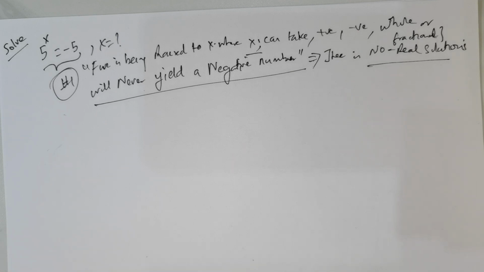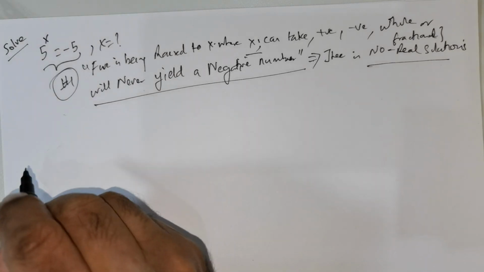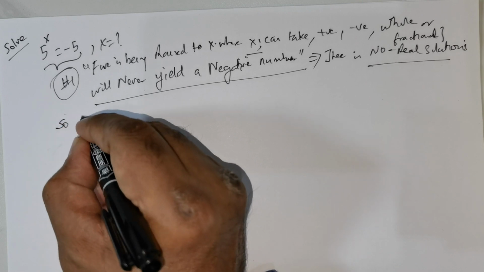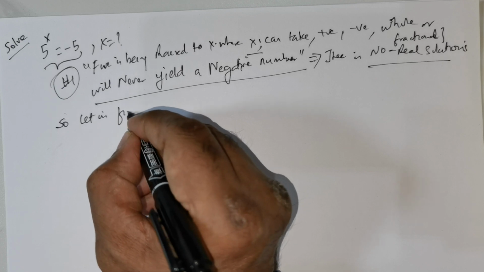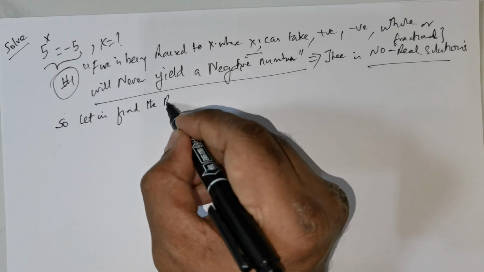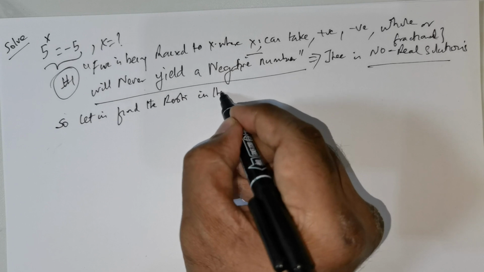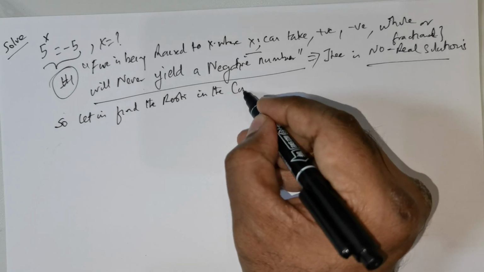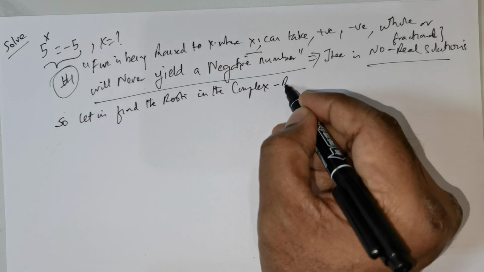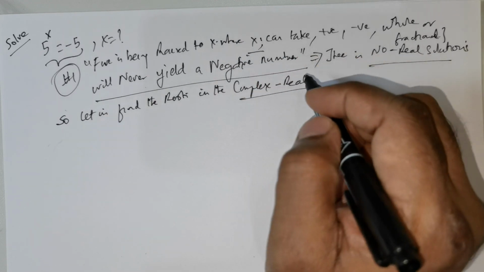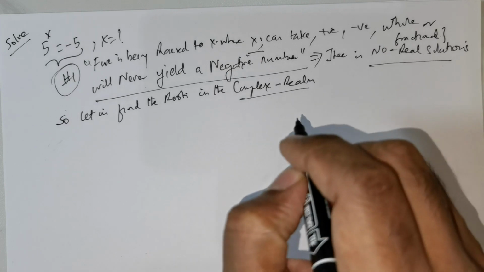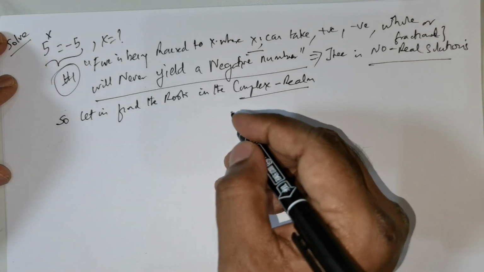Now what I wish to do is attack the problem from the complex analysis point of view. So let us find the roots in the complex realm. So in the real realm it is not possible, so we go to the complex mode. So how are we going to handle this?